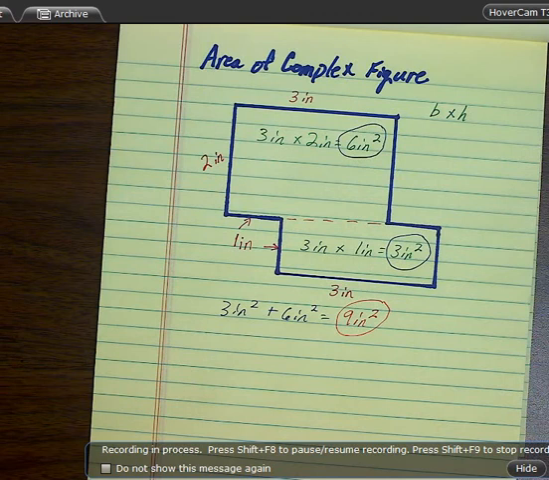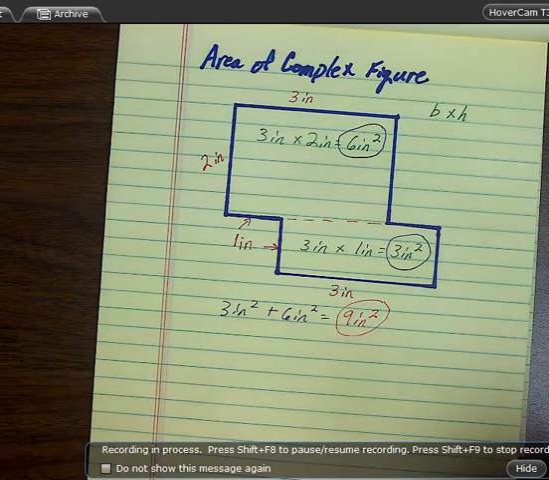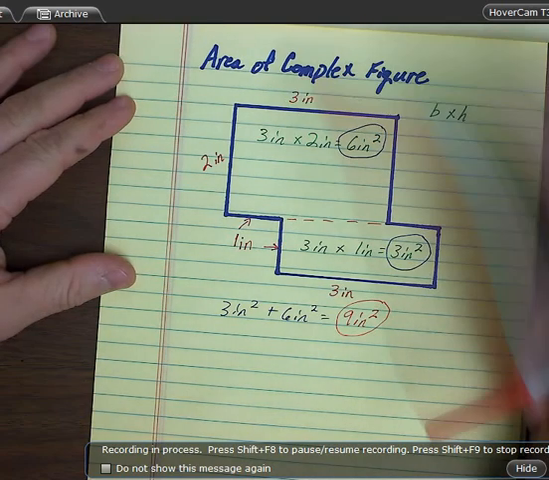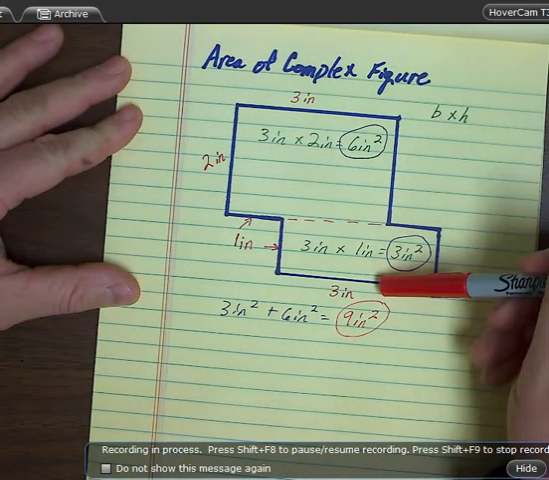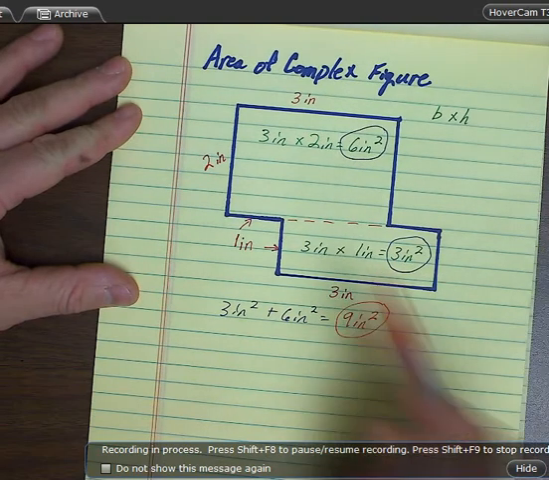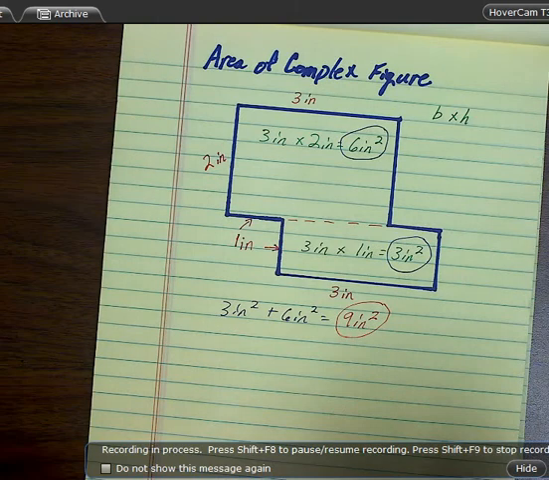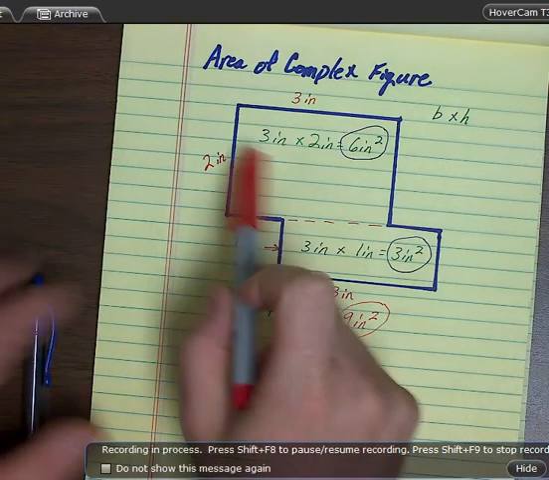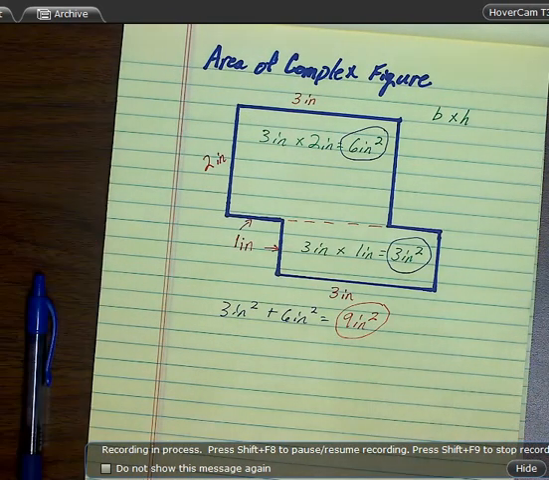Now, when you do other complex figures, you may be able to dissect it or take it apart in a different way. You could take it apart this way. You could take one here and have a little square there, and then a rectangle there. And this one you could have 3 shapes. There's no wrong way to take it apart. It's just however you see it to take it apart, but make sure you have the right dimensions or the right measurements for each shape.